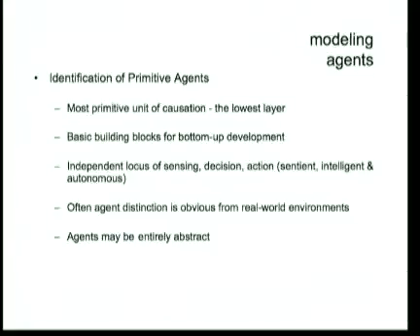But so often an agent distinction is obvious from the real-world environments. Particularly like social models, human beings are generally the primitive agents associated with social models. But agents can be entirely abstract. If you're inventing worlds or you're trying to produce a simulation of ephemeral things like software, they may be entirely abstract.